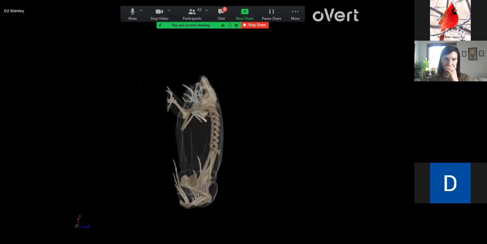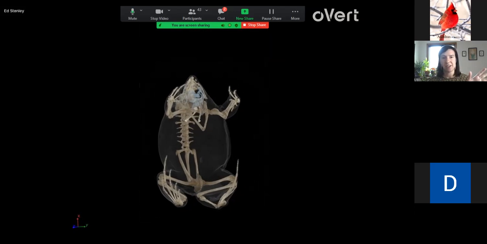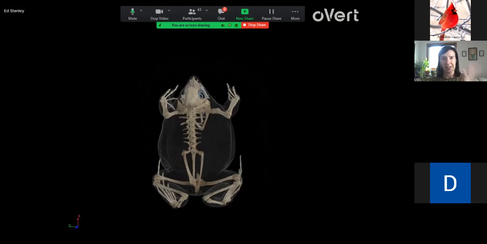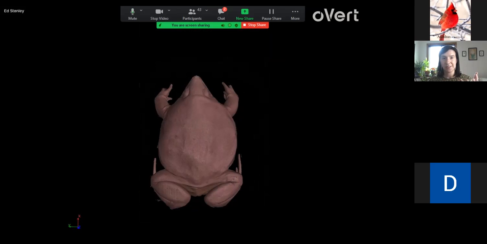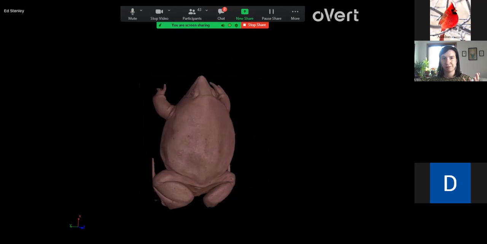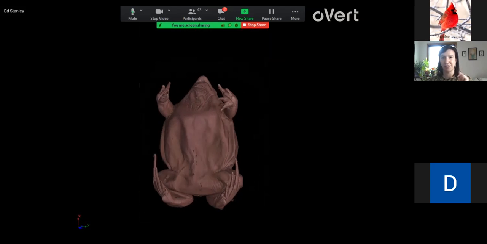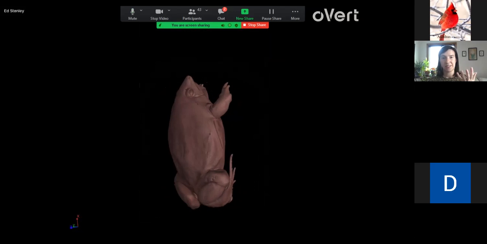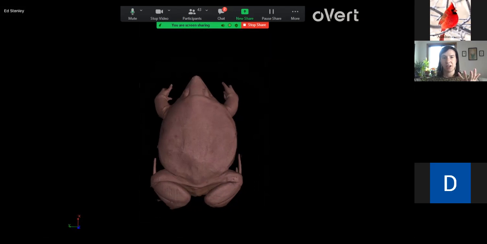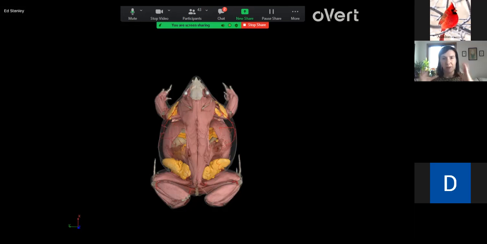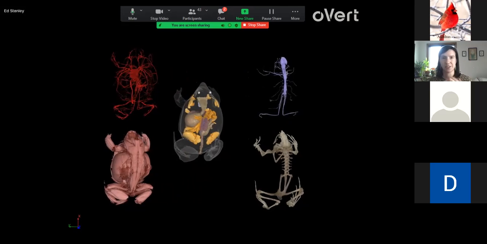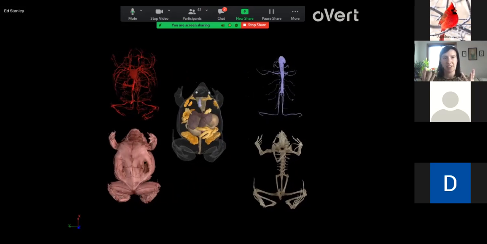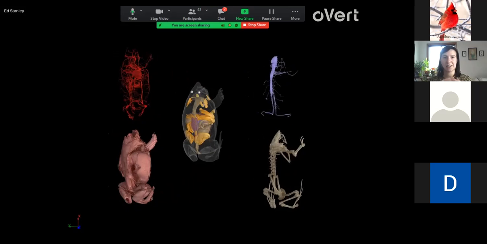So here's what it would look like without the stain. Again, you can only see the skeleton and like an outline of the animal. Once you add the stain, and I hope these animations are working, sometimes they're a little iffy over Zoom. Once you add the stain, you can see the soft tissues, and then you can go through and separate out all these different soft tissue systems. So you can see the muscular system and the circulatory system and the nervous system and the skeleton. You can see how all of these relate together.